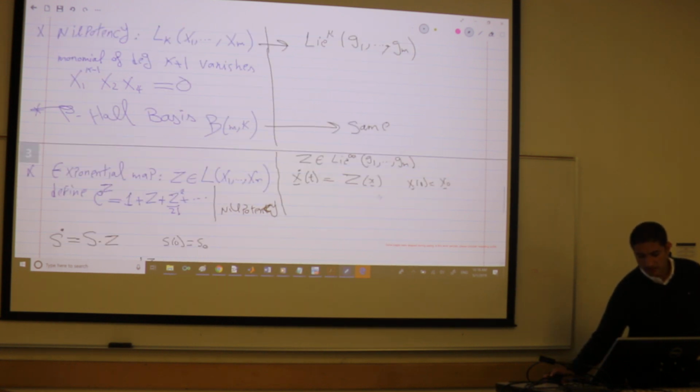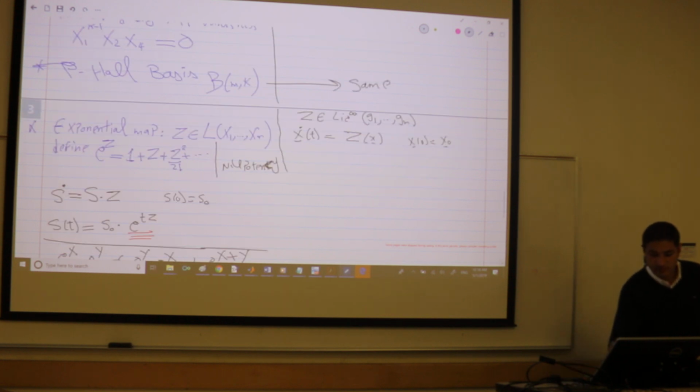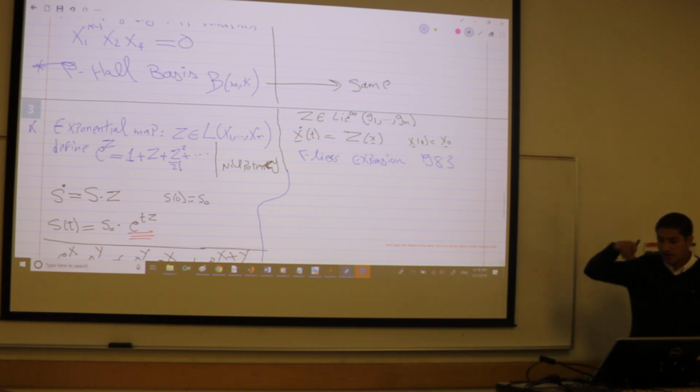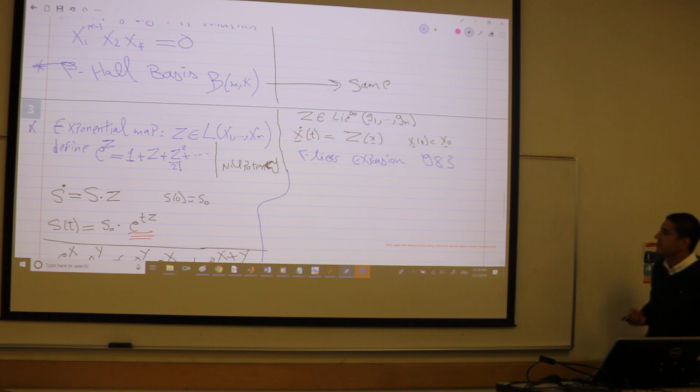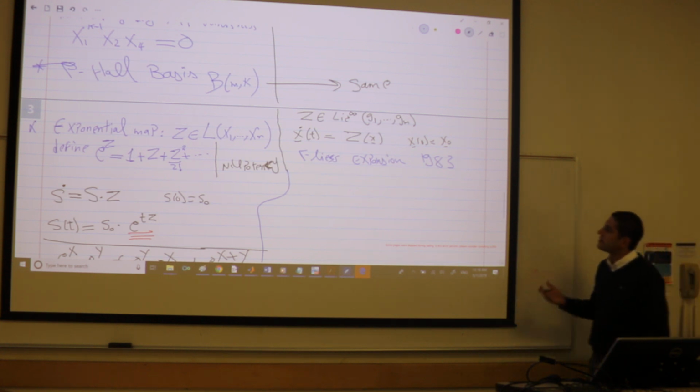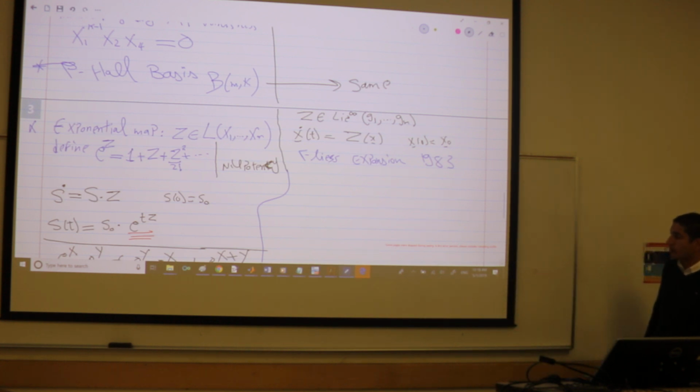What's the solution of this guy? Well, if it's ax, I know it's e to the at times x naught. But this is nonlinear. What's the solution? Has anybody seen it before? Well, we have the Fliess expansion, which is very nice. This is 1983. It's very related to the Volterra series, and with my ignorance, I just see it as nothing but the Fourier series expansion of the flow.